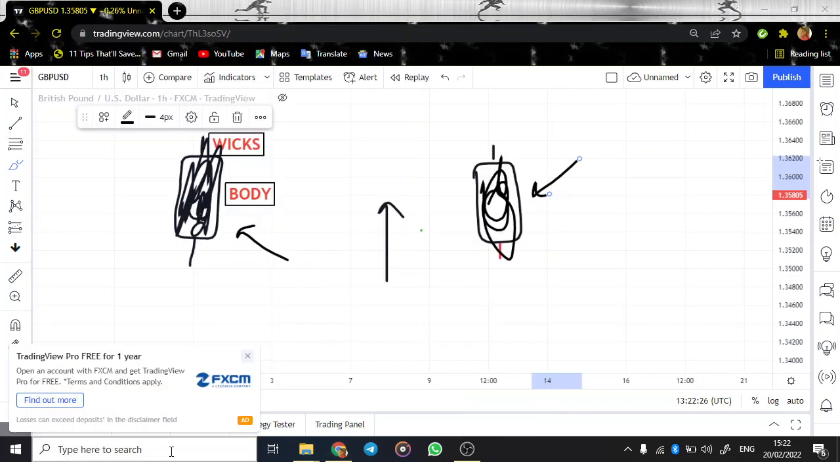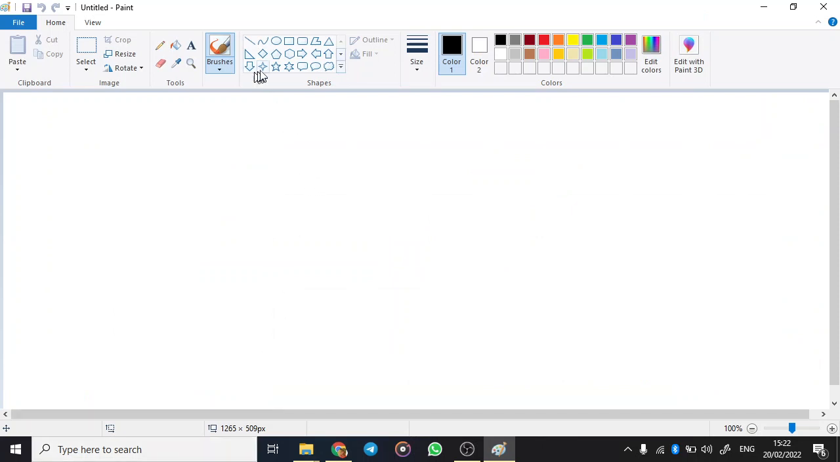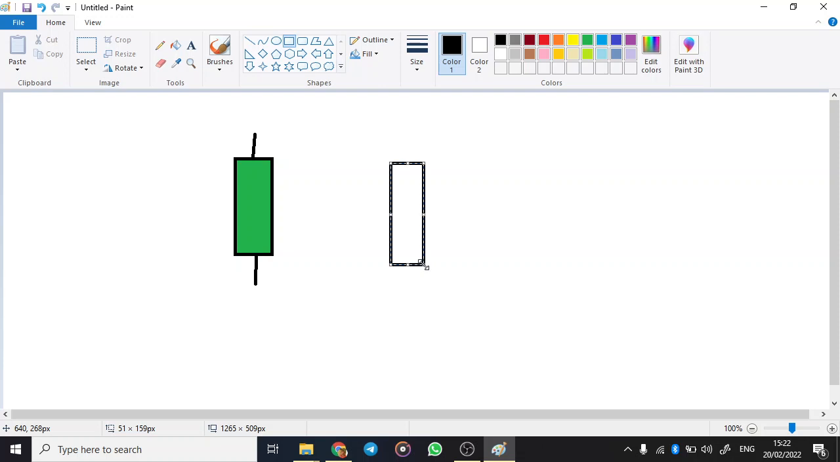So let me make this, let us have better drawing tools. Okay, so this is how a candlestick will look if this candlestick shows appreciation in the market, and if this candlestick shows depreciation or loss of strength, its color will be red.